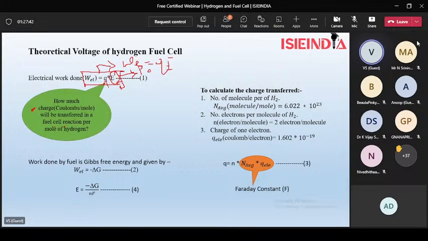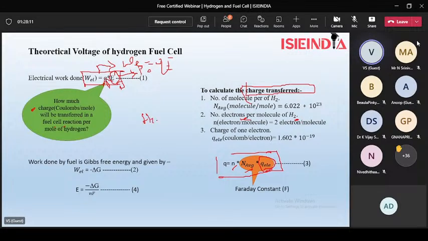So this Q is related to the hydrogen value. We will first calculate the Q. For calculating the charge transferred, we can see from this equation that Q is N into Avogadro's number and the charge on one electron. N is the number of electrons per mole of H2.